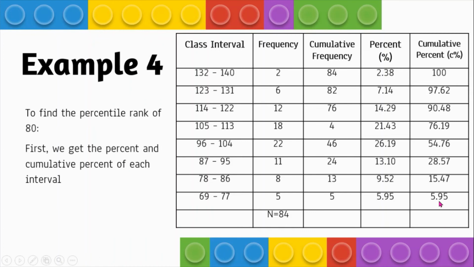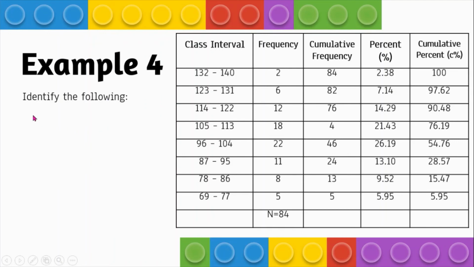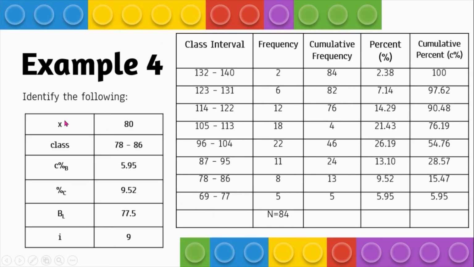Since we already have this percent and cumulative percent, we now have to identify the following. Our x is 80 since we are looking for the percentile rank of 80. The class here is 78 to 86 since we can find the 80 here. Our C percent sub B, or the cumulative percent below this considered class, is 5.95. Our percent sub C, or the percent value of the class containing X, is 9.52.